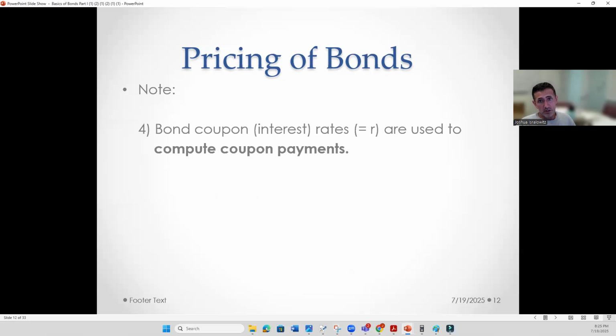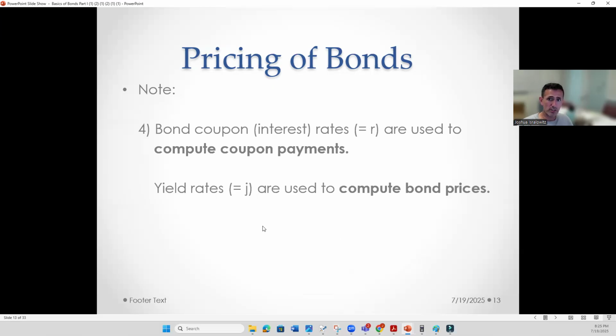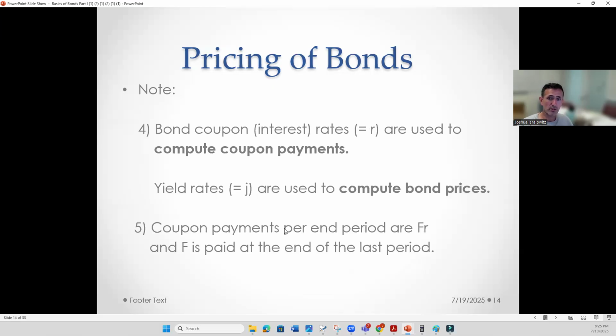Yeah, the coupon or interest rate is just used to compute coupon payments, whereas the yield rate is used to compute bond prices. Always you get coupon payments at the end of each period, usually every 6 months, and F is paid at the end of the last period.